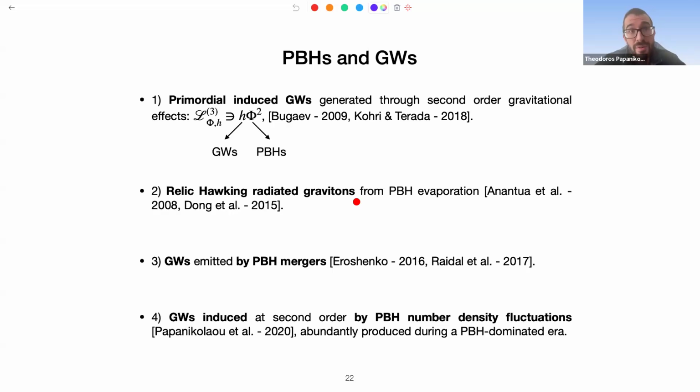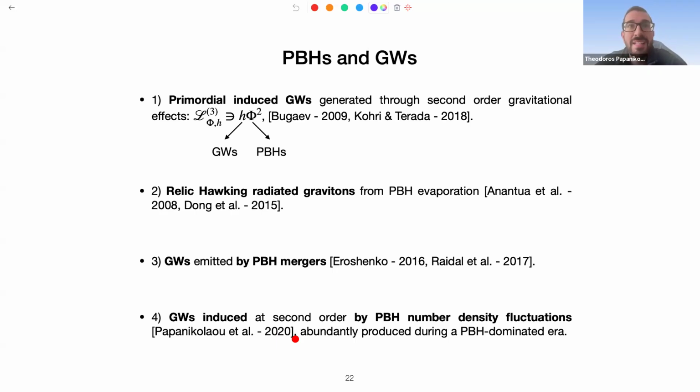Finally, I need to mention a fourth channel, which is also induced gravitational waves at second order, like the first one, but this channel is induced by number density fluctuations of primordial black holes themselves, and not by the primordial scalar metric perturbations phi we saw in the first channel. This last gravitational wave signal was introduced first by my collaborators and me during my PhD 5 years ago, and we saw that it can be abundantly produced during an early matter-dominated era driven by light primordial black holes.